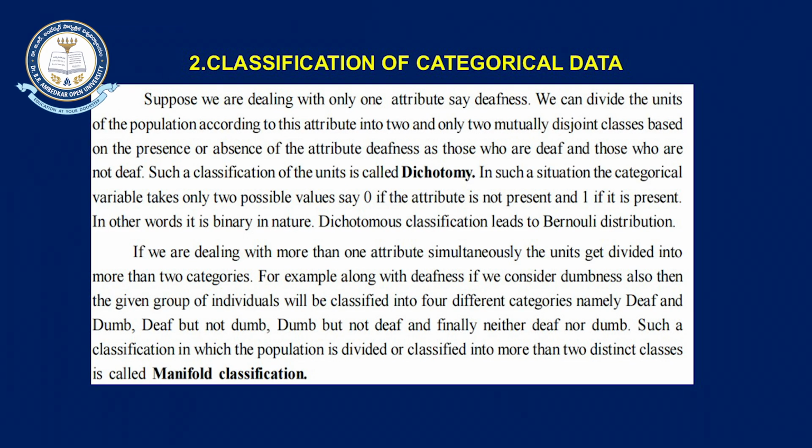Here is the classification of categorical data. Suppose we are dealing with only one attribute, say deafness. We can divide the units of the population according to the attribute into two or more mutually disjoint classes based on the presence or absence of the attribute. For deafness, those who are deaf and those who are not deaf. Such a classification is called a dichotomous classification.